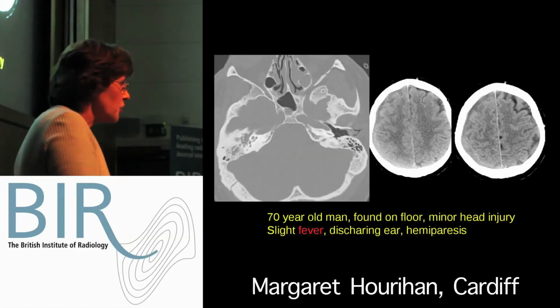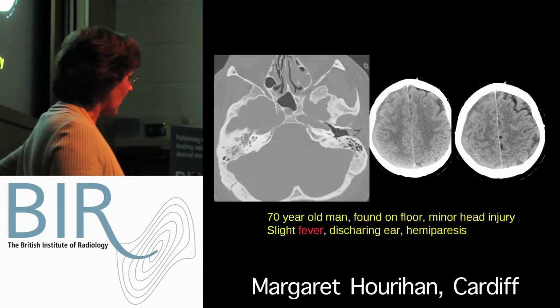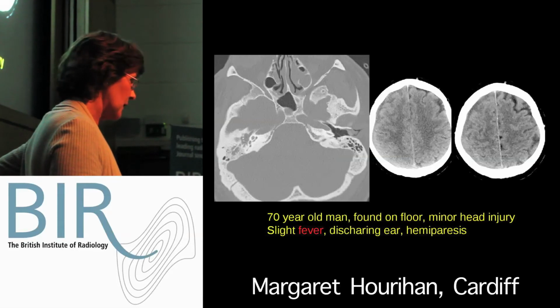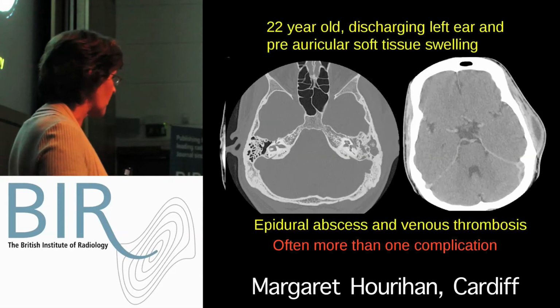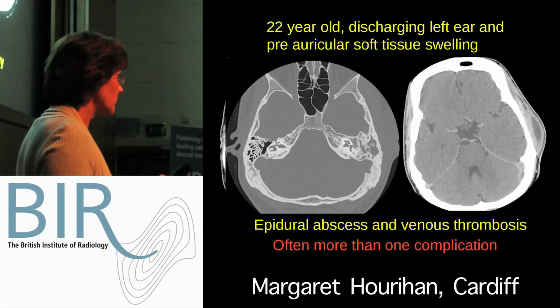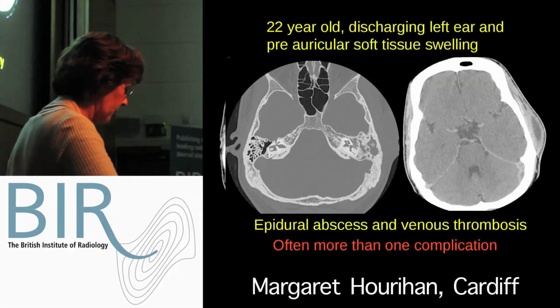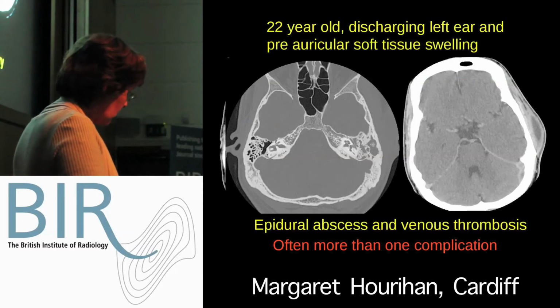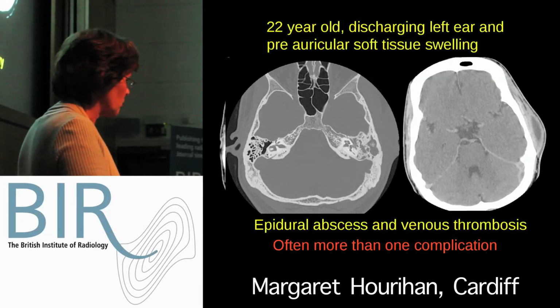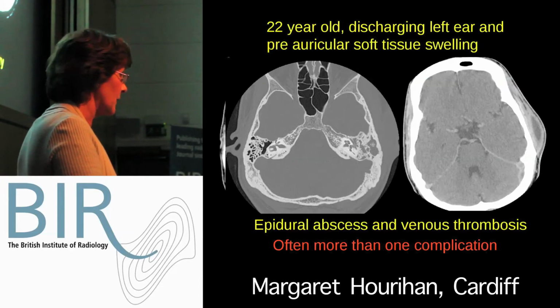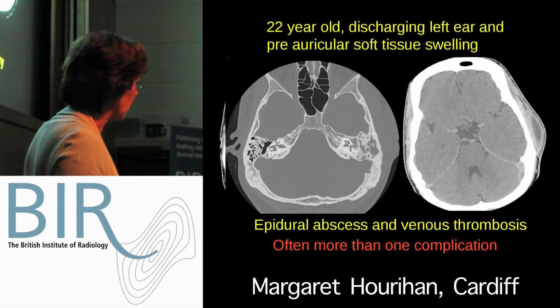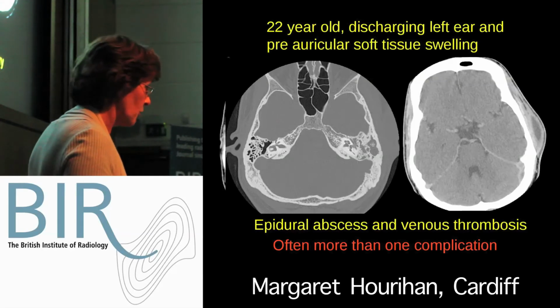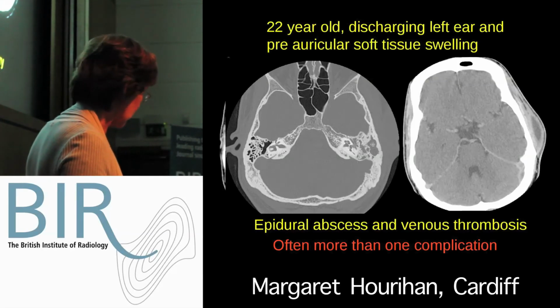So this is a 70-year-old man. He was found on the floor. He had a minor head injury. But he also had a slight fever and a discharge in the ear. Now, lots of people would just see this and say, okay, he was found with a head injury, he's got an acute on chronic subdural hematoma. But the history is there. You know, he had a slight fever, he had a discharging ear, and you have to look at the bone shots, and here you can see the opacification in the ear. And this was a subdural empyema, it was not a subdural hematoma.